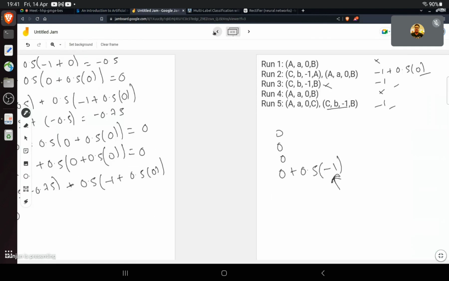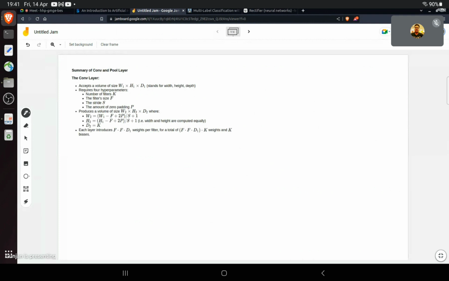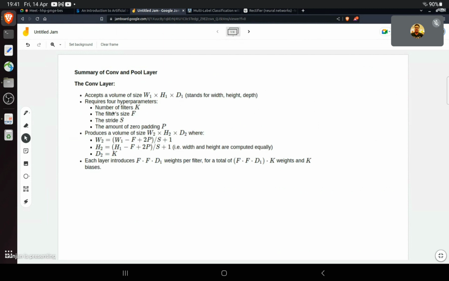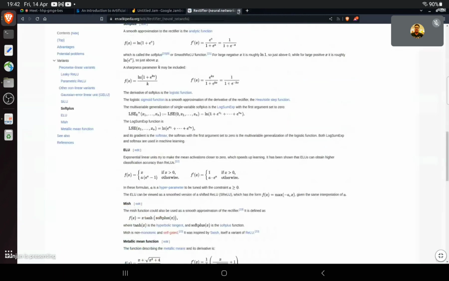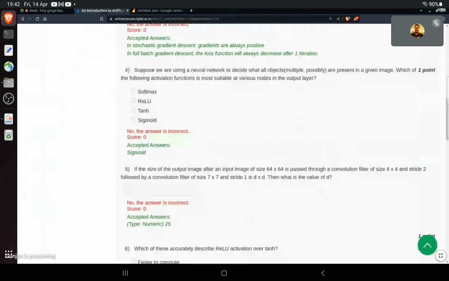I was going through the material and found this. If W1 and H1 are the input width and height, the size of the filter is F, the stride is S, and the padding is P, the final output is (W1 - F + 2P) divided by S, plus 1. The plus 1 is outside of S. First it goes through 4 by 4 and then through 7 by 7.